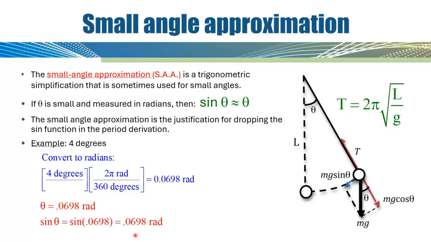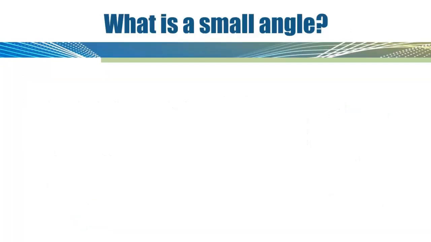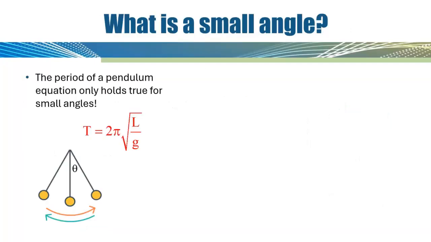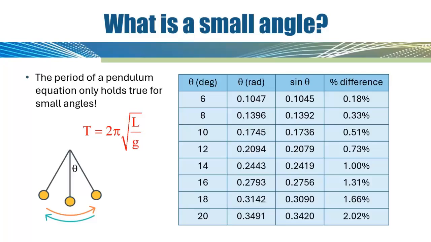And because the small angle approximation was used in deriving the period equation, the equation only holds true for small angles. So the question becomes, what is considered a small angle? Honestly, it's a bit subjective, but here's a chart that can maybe help us decide. We just talked about 4 degrees, and even at 4 degrees, there is a difference between theta and sine of theta if we had kept more than 4 decimal places.